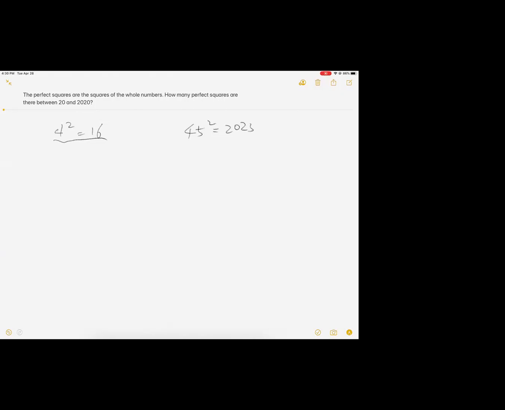So it's between 4 and 45, and there is 40. So it's 45 minus 4 minus 1. Okay, so basically it boils down to how many natural numbers, or how many whole numbers, are between 4 and 45. So 45 minus 4 minus 1 is 40, right? So the answer to this question is 40. Very good.